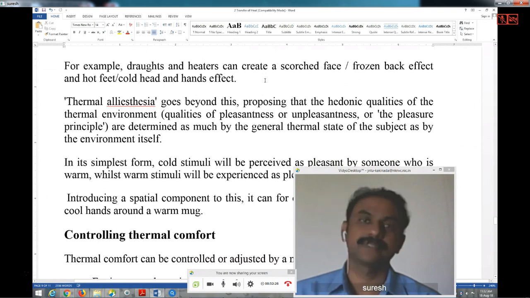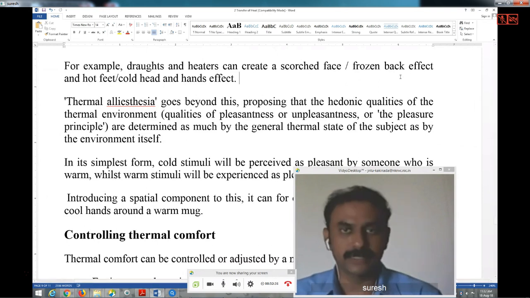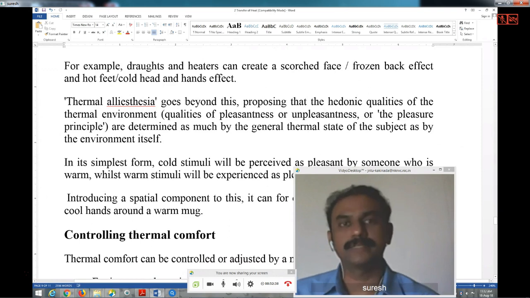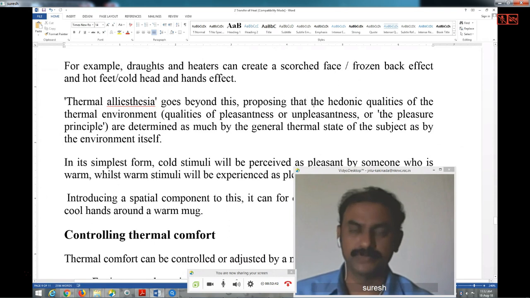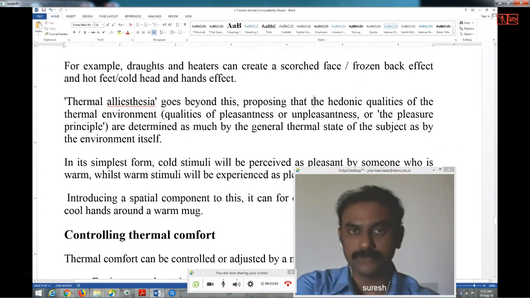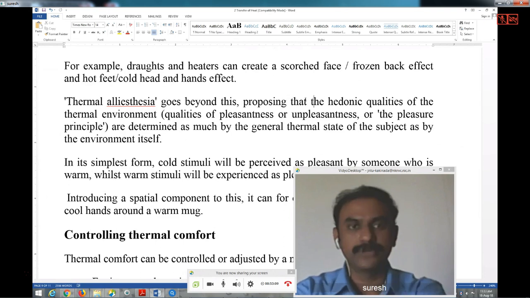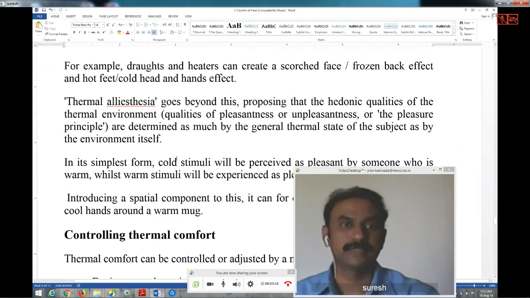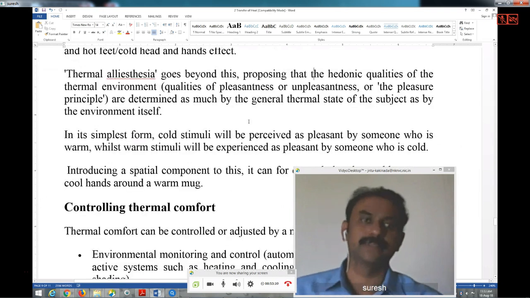So, draft fans and heaters. If you are sitting in front of the heaters for a long time, our face appears completely different. That means the water content from the body is getting evaporated, and your face seems to be somewhat folded. Suppose you are sitting inside a cool environment for a longer time, the skin absorbs moisture, so it appears somewhat fresh. That is the difference we can see. In some environments, if it is too cool, our hands are going to chill, and we feel the fingers getting cramped.